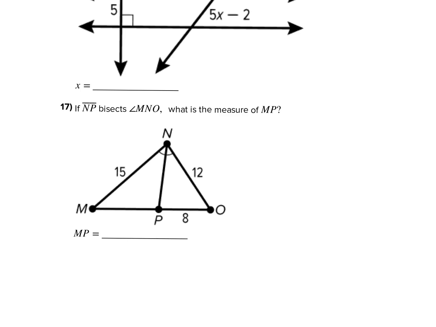Number 17 tells us that NP bisects angle MNO. What is the measure of MP? So this is considered the angle bisector theorem.